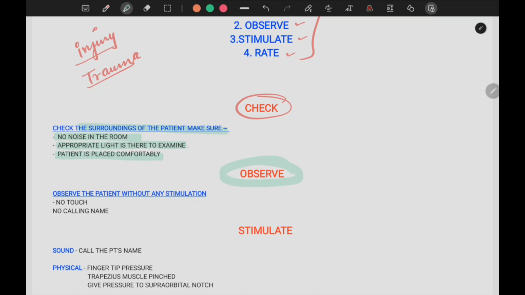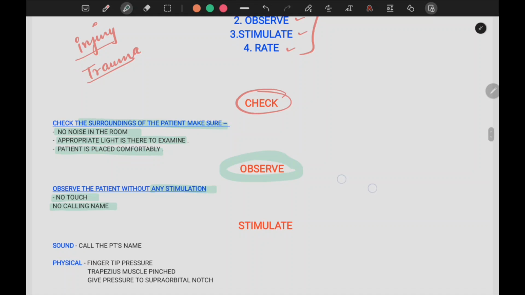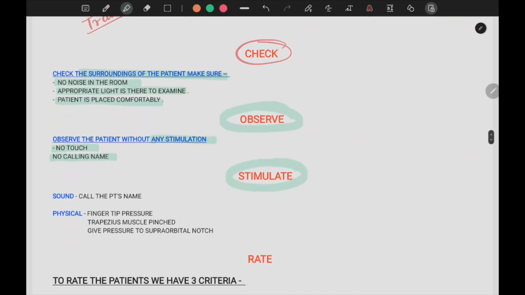Next, what you have to keep in mind is observe. Observe what? Observe without any touch or without calling the name, like without any stimulus, how the patient is reacting. Next, what you have is stimulate. Now stimulate means you can use a certain kind of stimulus in this step. The stimulus here could be a sound stimulus or a physical stimulus.